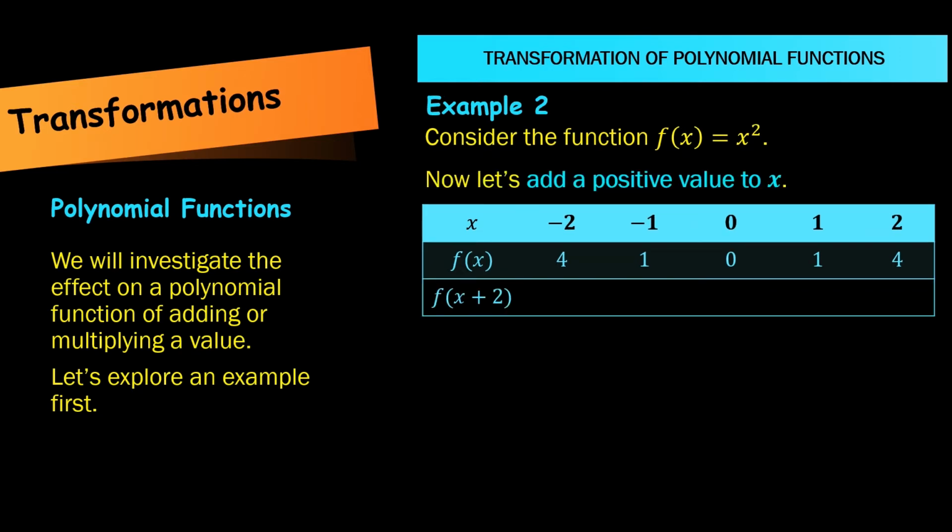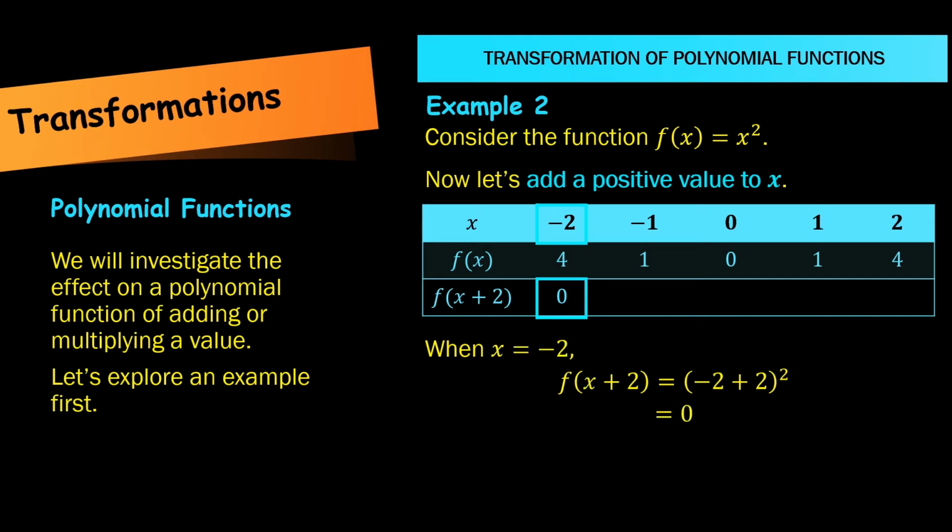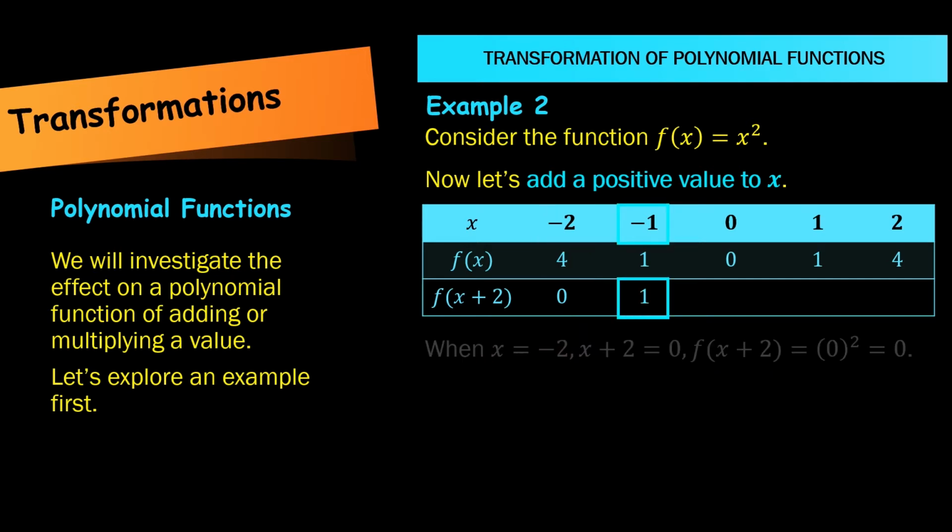Now let's add a positive value to x. Let's consider f of x plus 2. So when x is -2, f of x plus 2, replacing x by -2, gives us -2 plus 2 all squared, which is 0. When x is -1, f of x plus 2 is -1 plus 2 all squared, which is 1.